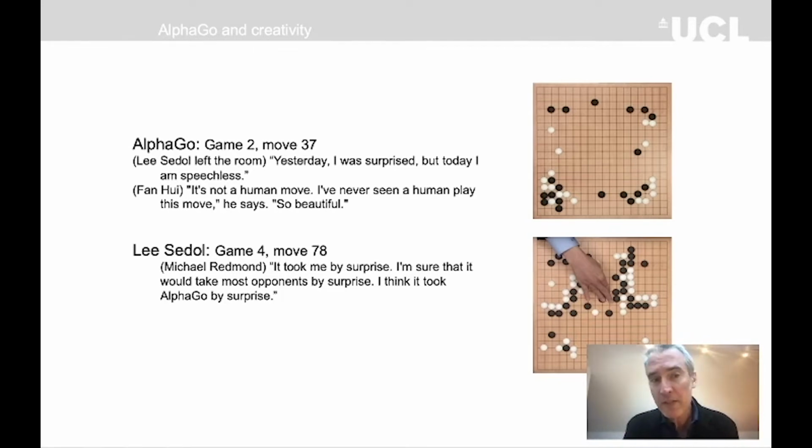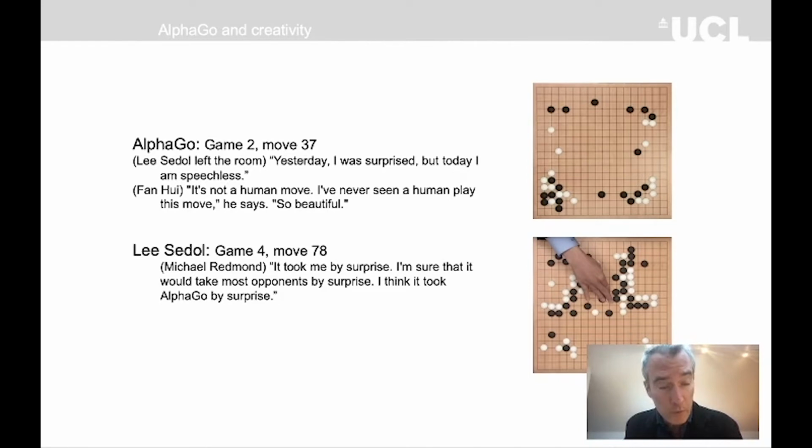And he said afterwards, "Yesterday I was surprised, but today I'm speechless." Really surprised by this kind of move. Another commentator, a professional Go player, Fan Hui, said, "It's not a human move. I've never seen a human play this move. It's so beautiful." So here we've got a move that was really surprising to all of the human players, but it was the move that turned the game, and it was the move that effectively won the game for AlphaGo.